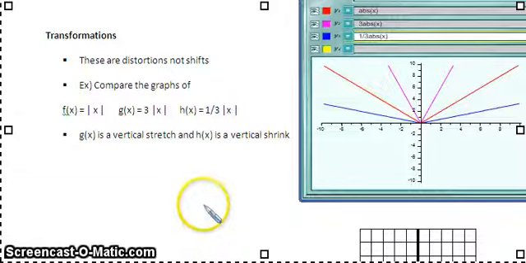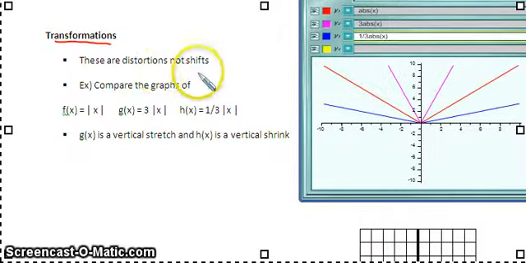We last talked about taking parent functions, so maybe an x squared, x to the third, and square root of x, and we dealt with shifting these graphs, so moving the x and y intercept. Now, instead of talking about shifting, we're going to be talking about transformations of graphs. So these are distortions and not shifts. Instead of moving the graph around on the x and y axis, we're either going to be expanding it or shrinking it, based upon what type of numbers we add into our problems and where we add them in.